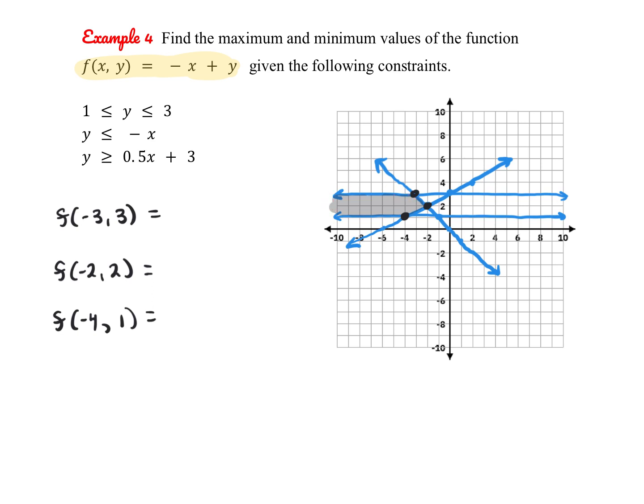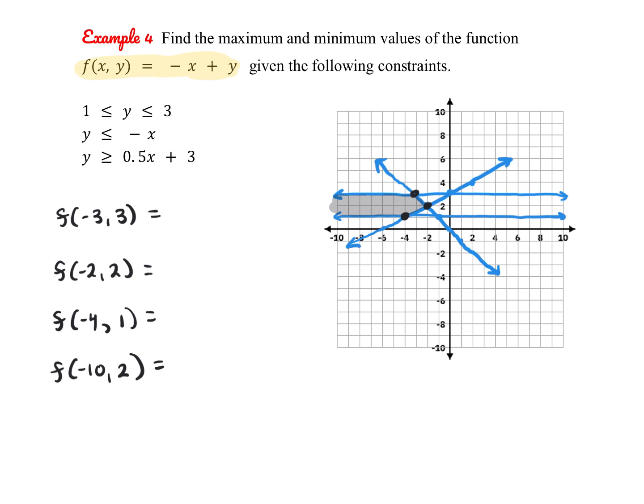Now, when you have an unbounded region, you're actually going to need to pick some coordinate just off in this unbounded region. So I'm just going to pick -10, 2. We need to pick something over here to see if our graph actually has a minimum or a maximum, because it's very possible that it doesn't have a max or min because of that unbounded area. So we pick an arbitrary coordinate over towards our unbounded side to see what that gives us.